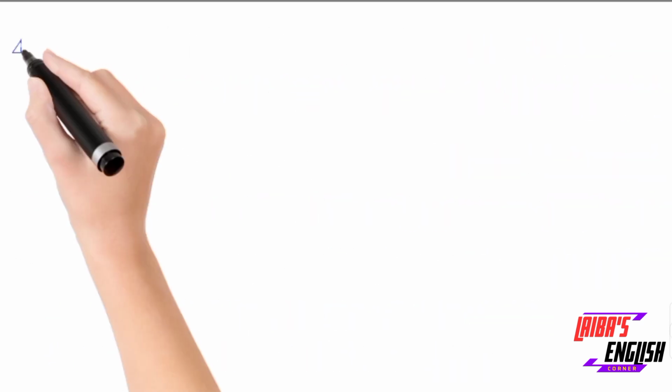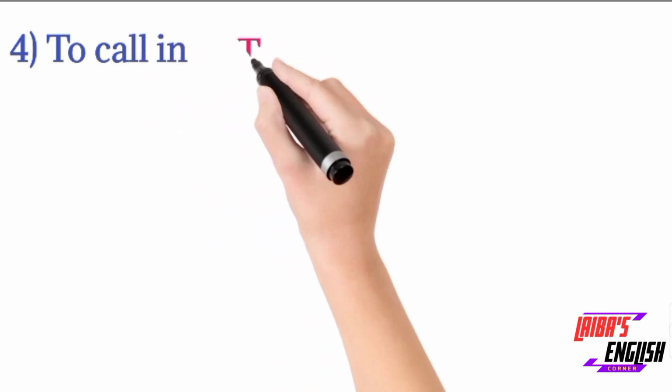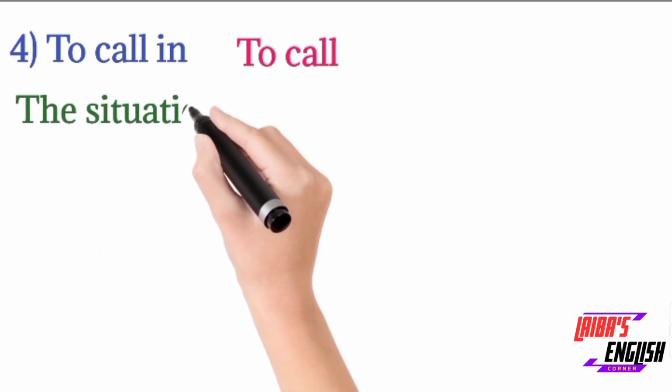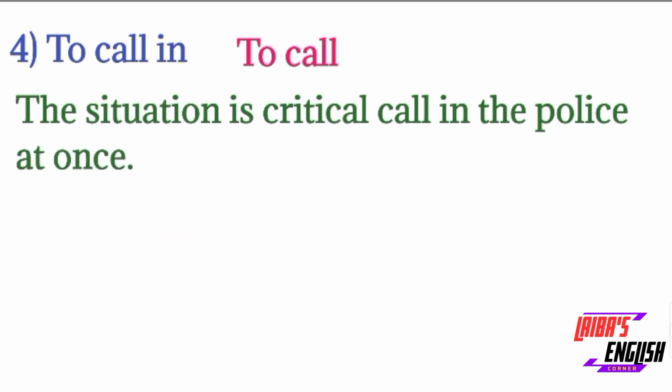Number 4 is to call in. Basically, to call in means to call someone. For example, the situation is critical. Call in the police at once. That means the situation is out of control. We have to call the police to manage the situation.